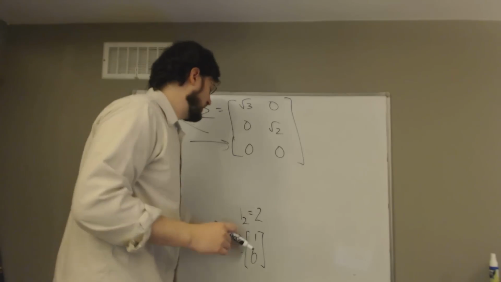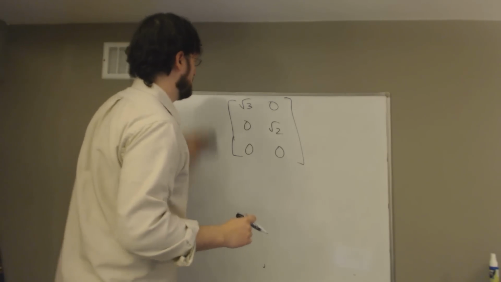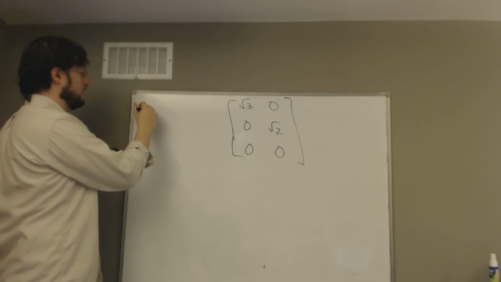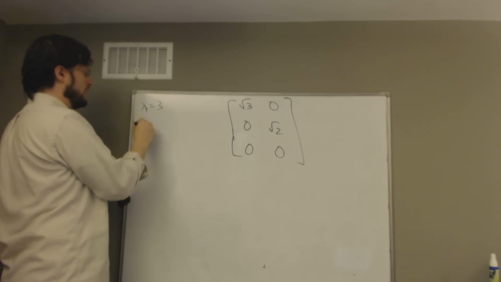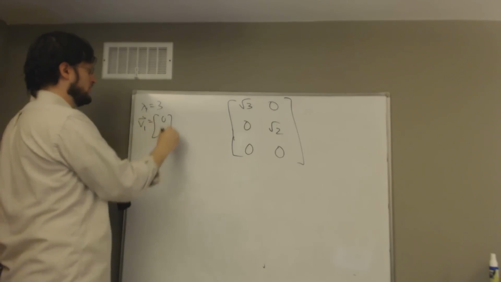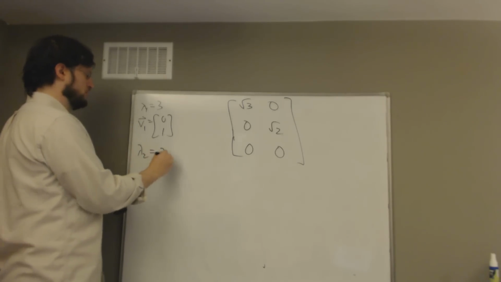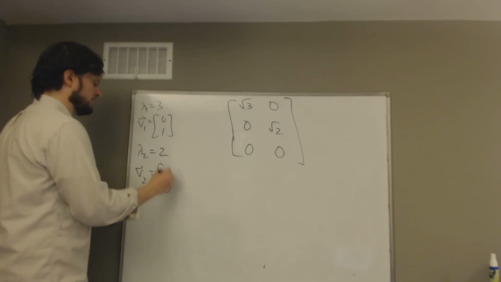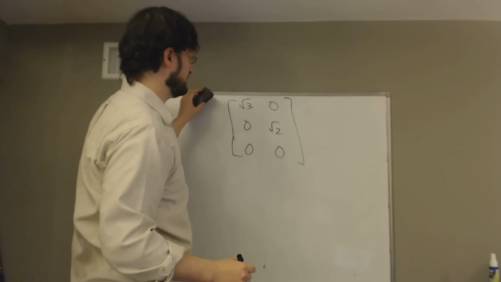Okay, so let's save our information again here. So right now we've got that lambda 1 was 3 with corresponding eigenvector 0, 1. We've got that lambda 2 was 2 with corresponding eigenvector 1, 0. And then we calculated our sigma right here.